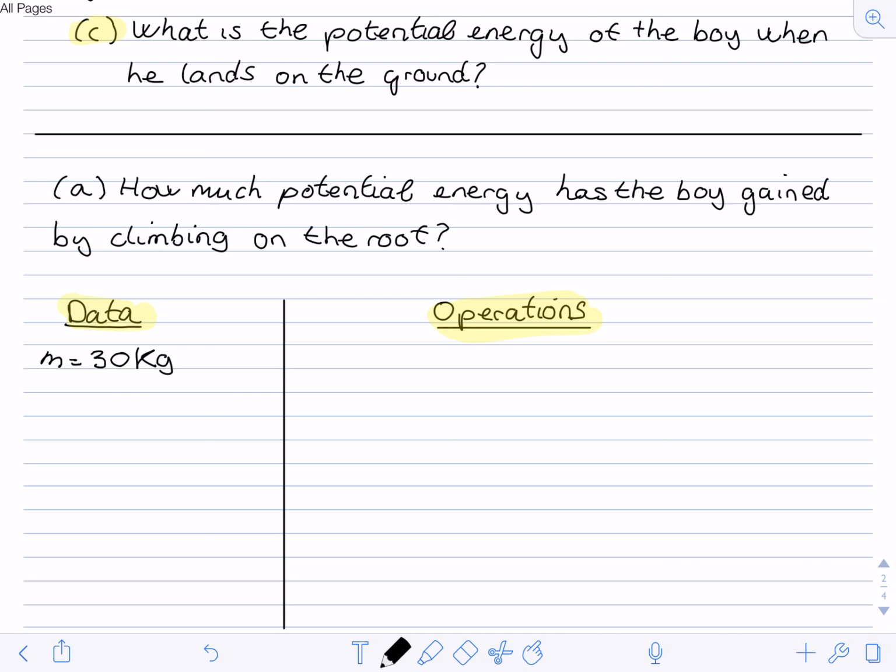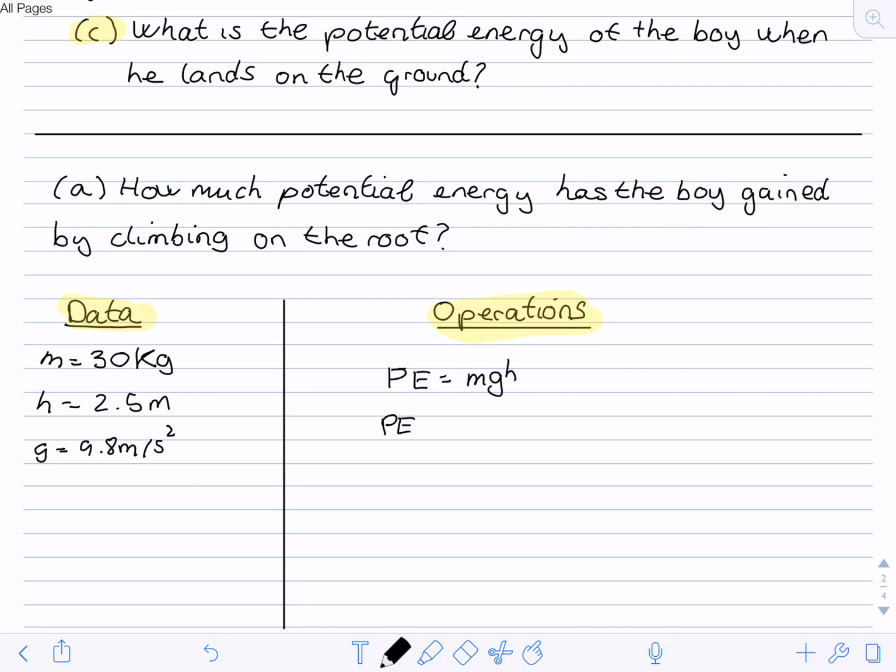Then we also know that the height of the roof, because when he's just finished climbing up the roof, his height is going to be 2.5 meters above the ground, okay? And then we also know that the gravity is 9.8 meters per second squared. So we're going to use our formula. Potential energy is equal to mass times gravity times height.